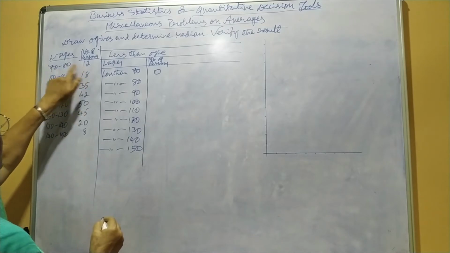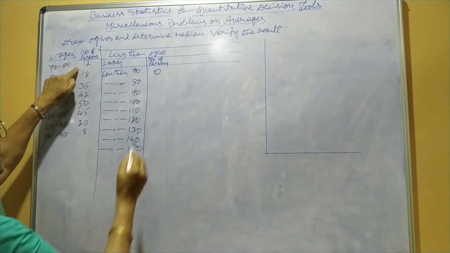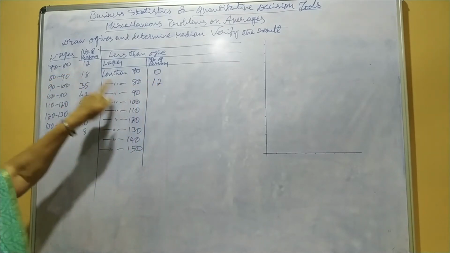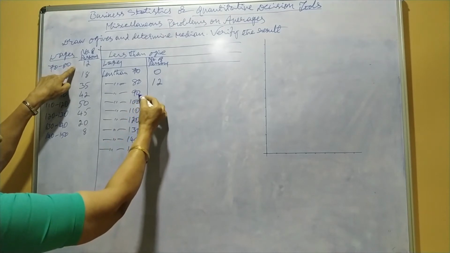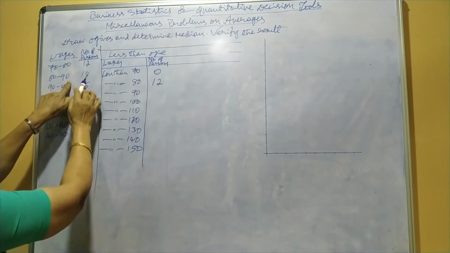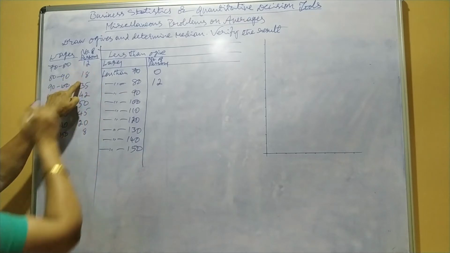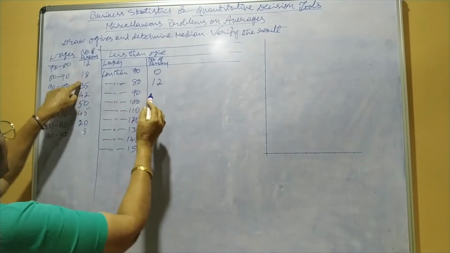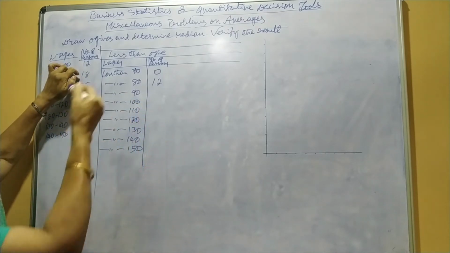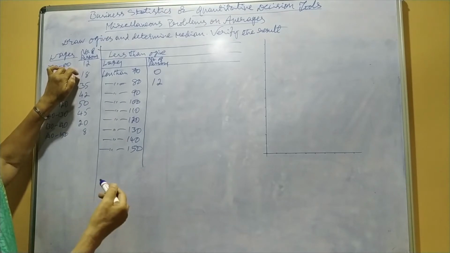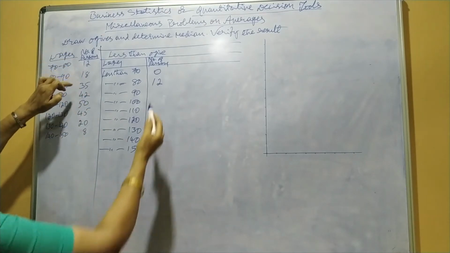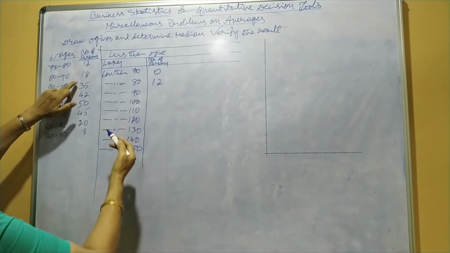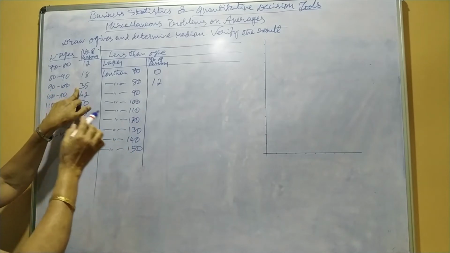Then less than 80, more than 70 but less than 80, that is 12. Then less than 90 means more than 70 but less than 90, which means it includes both. It includes less than 80 and less than 90, so how to take that must be known to you. You simply go on adding the cumulative frequency of the preceding class to the frequency of that particular class.